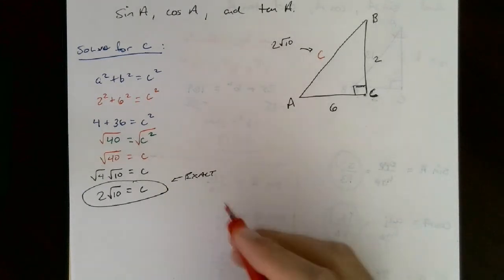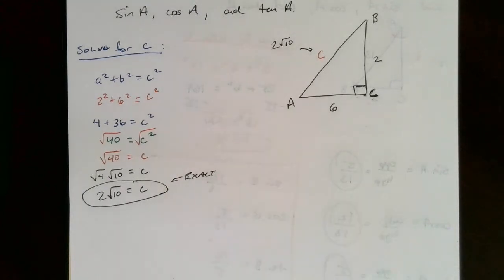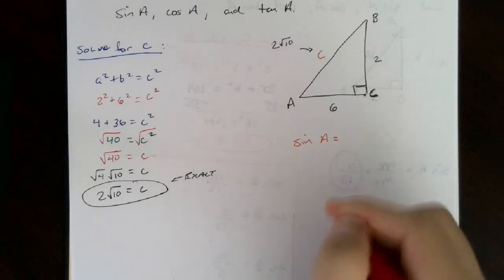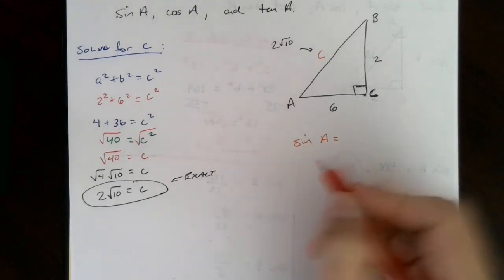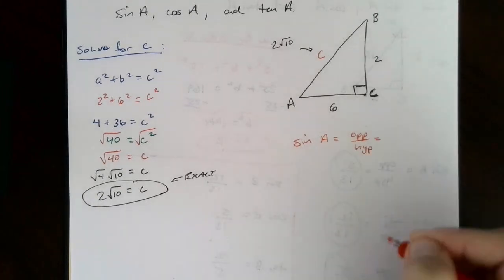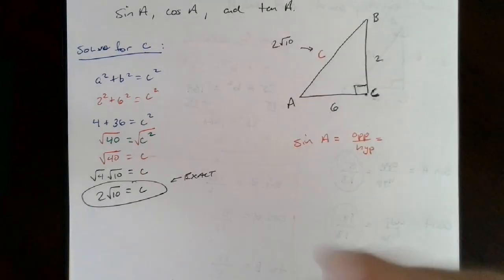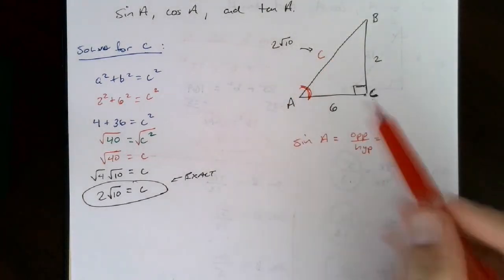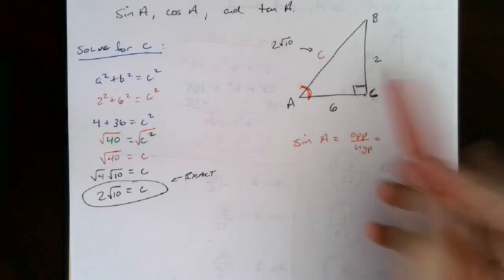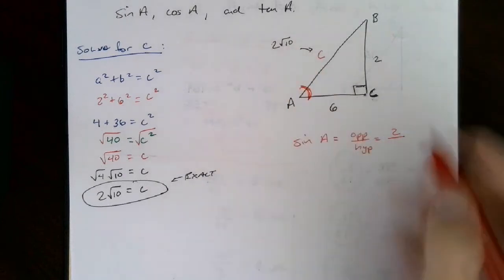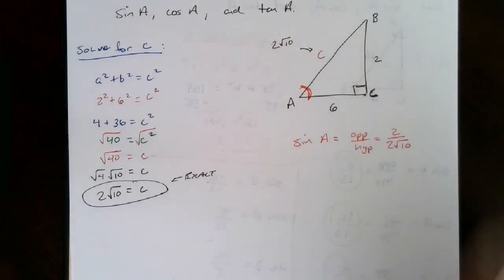So now let's do the trig functions, right? That's what we're trying to find. So you're looking for sine A, cosine A, and tangent of A. So the sine of A, well, what's the sine function? Sine means we want opposite over hypotenuse. So remember, the angle you're looking at is important. Sine of A, this is angle A. So what's opposite of it? Opposite of that is 2 over the hypotenuse. Well, the hypotenuse is side C, which we just found was 2 square root of 10.